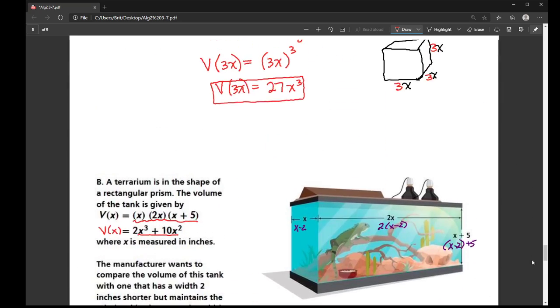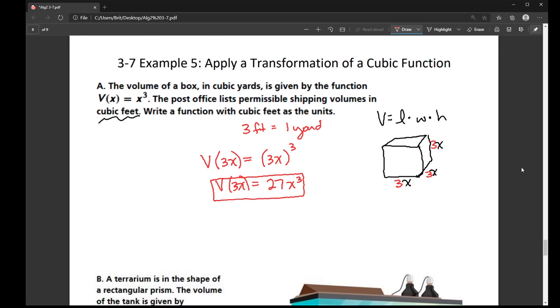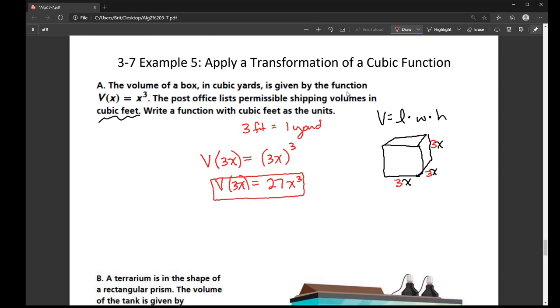Alrighty, so that is a little bit of information on applying transformation to cubic functions. Until next time.